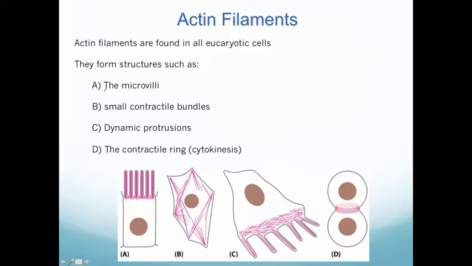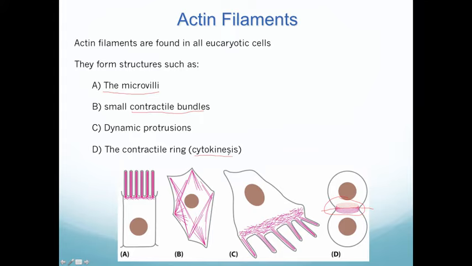So for example, they form the microvilli, and these were important in the intestinal epithelial cells that we talked about during protein transport. They form contractile bundles, so not only are these important for cell migration, but they're really important for muscle contraction, obviously. They form dynamic protrusions down here in C, which is crucial for cell migration. And then they form ultimately the contractile ring, which is a small ring-like structure. It's almost like a mini muscle that contracts and actually pinches the two daughter cells from each other during cell division, and is the final step in cell division of cytokinesis.